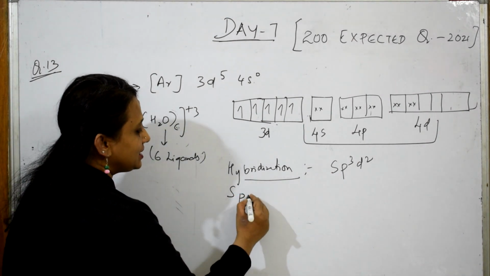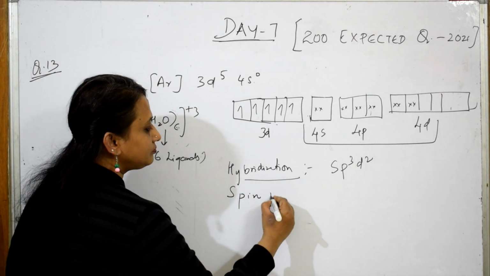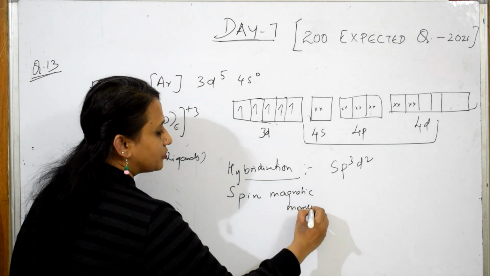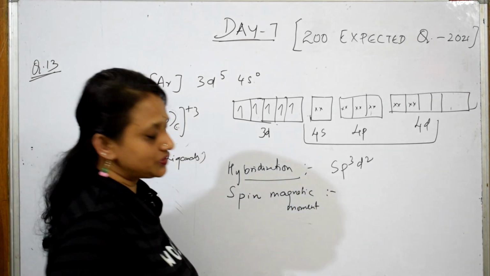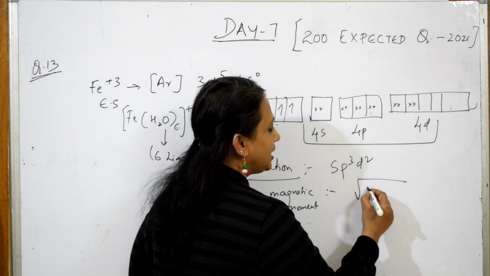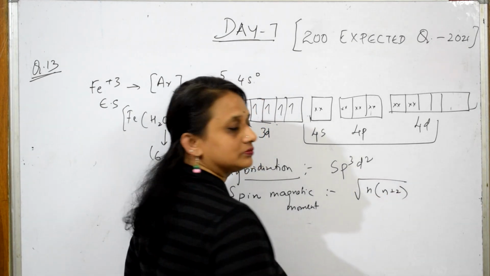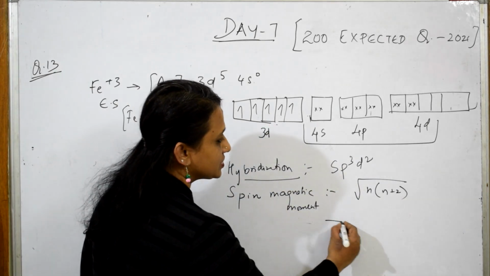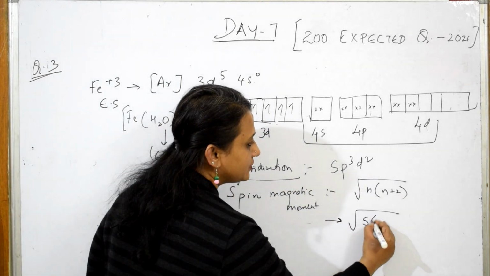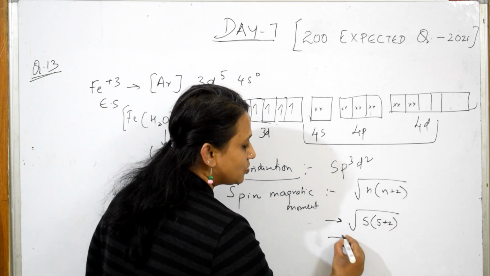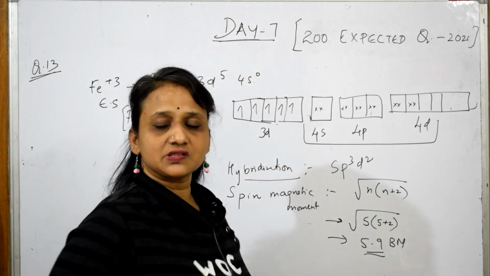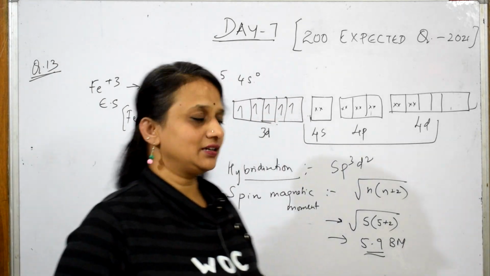So basically spin magnetic moment, what is there? The formula is, students, root n into n plus 2. What is n? n is the number of unpaired electrons, so it is equal to root 5 into 5 plus 2. When you solve, you will get an answer around 5.9 Bohr magneton. Simple. Yes, students, any confusion?